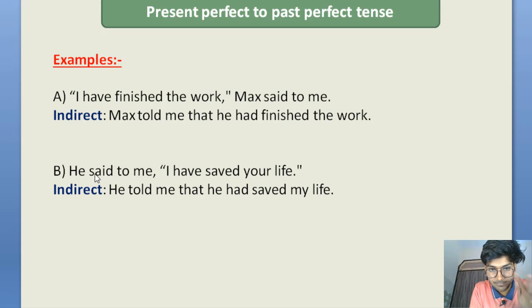Simple, very simple. He said to me, "I have saved your life." He told me that he had saved my life. Who is "I"? Is it me? No, that is not me. That is the direct speech coming from this guy, he, third person pronoun. So "I" gets changed into "he". Whose life? He said that to me. It is my life that got changed. He told me that he had saved my life. Got it? Present perfect to past perfect.